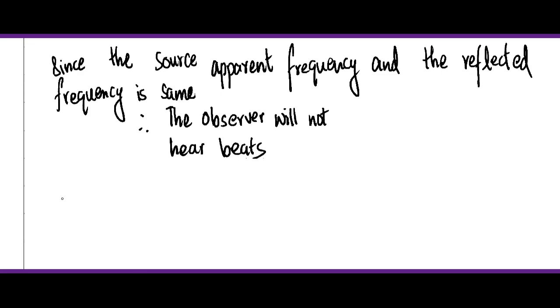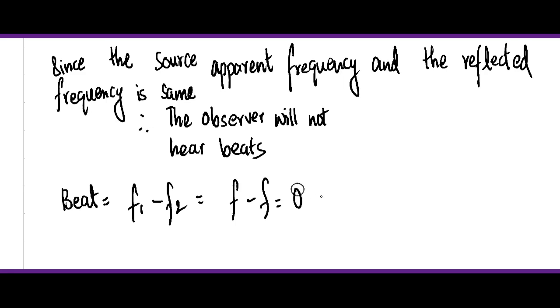Why? Because the beats formula is beats equals frequency 1 minus frequency 2, and over here both frequencies are the same, so there will be 0 beats. Okay, thank you.